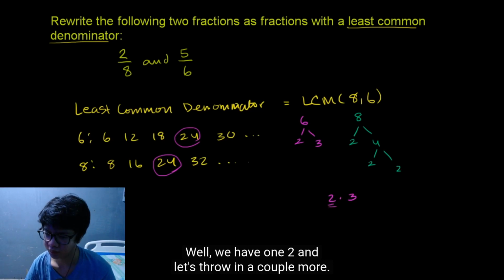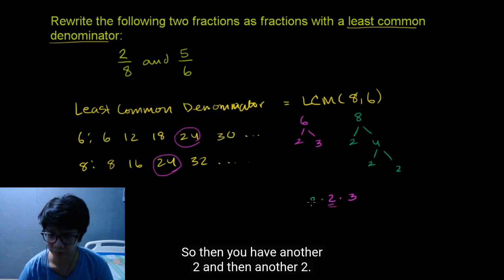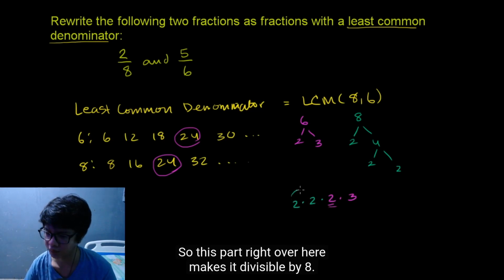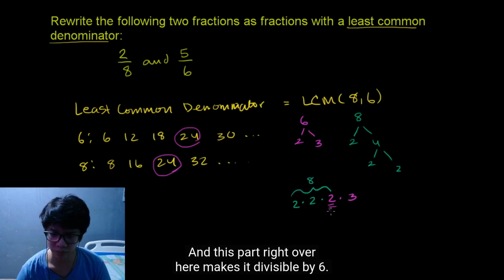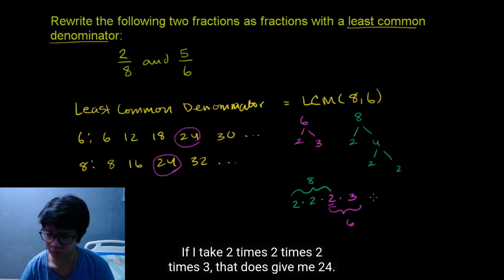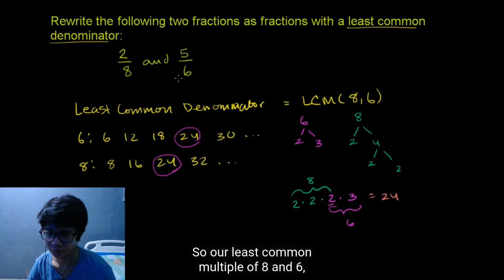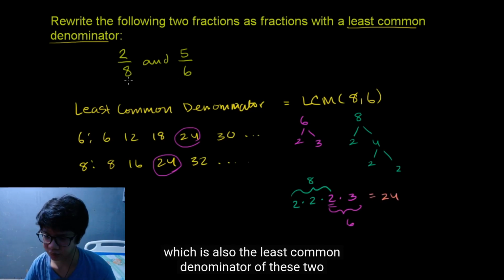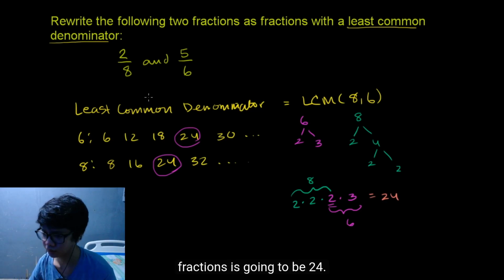Now let's throw in a couple more. So then you'll have another 2, and then another 2. So this part right over here makes it divisible by 8. And this part right over here makes it divisible by 6. If I take 2 times 2 times 2 times 3, that does give me 24. So our least common multiple of 8 and 6, which is also the least common denominator of these two fractions, is going to be 24.